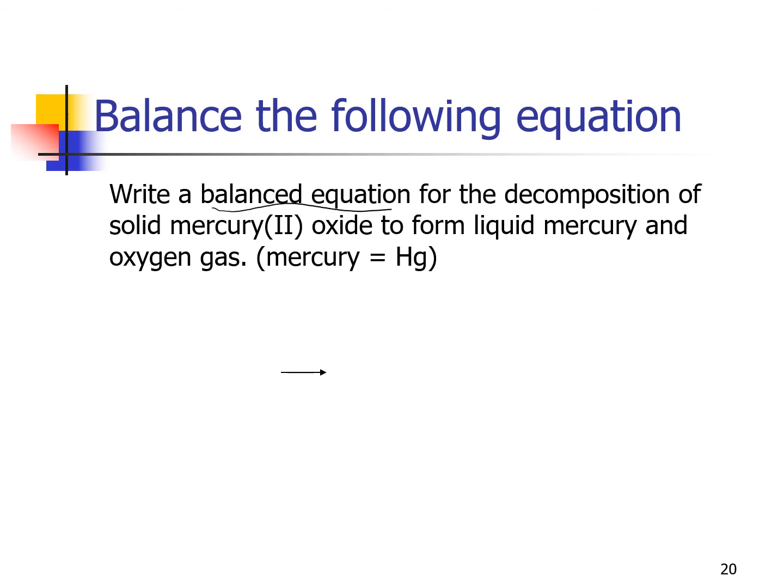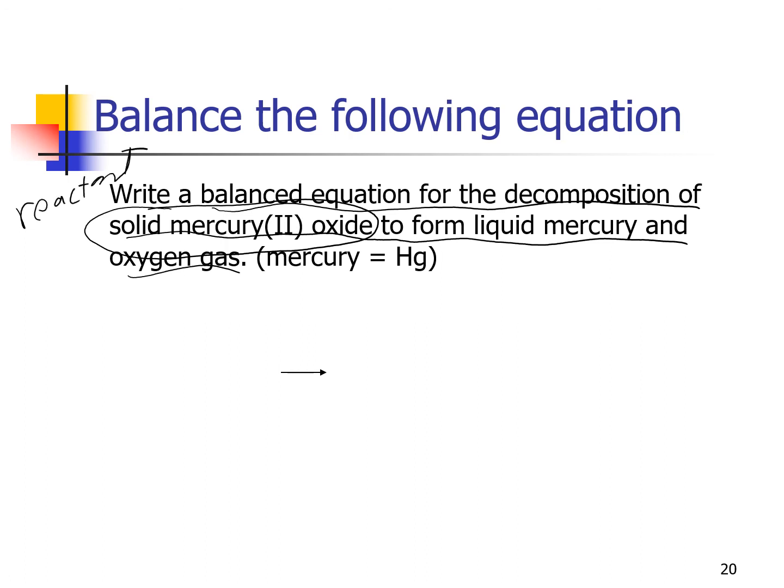Write a balanced equation for the decomposition of solid mercury(II) oxide to form liquid mercury and oxygen gas. Let's start by writing our reactant, which is solid mercury(II) oxide. And that is what is decomposing to form liquid mercury and oxygen gas. So those would be our products. Now we are given the name mercury(II) oxide. We need to write the formula.